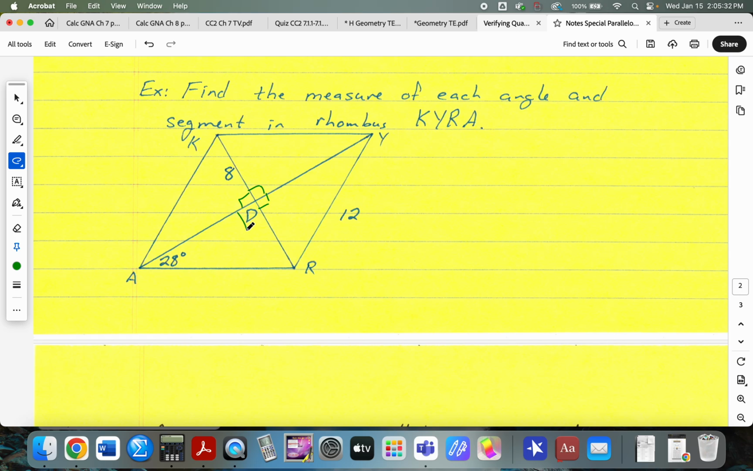Pretty much everything that was true about a rectangle is reversed for a rhombus. In a rectangle, the right angles are on the corners. In a rhombus, the right angles are in the middle. If this angle is 28, by alternate interior angles, so is this one. And the diagonals cut the angles in half, so each of these is 28.